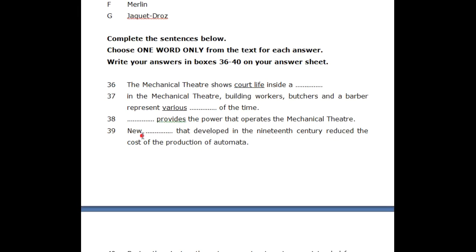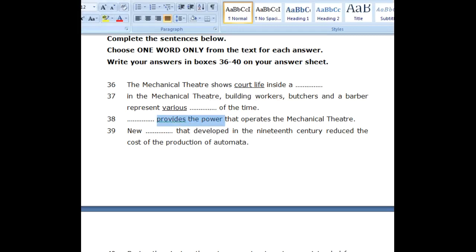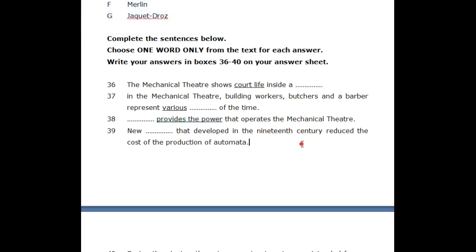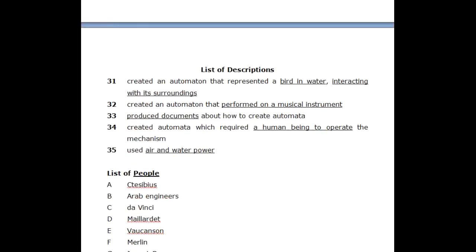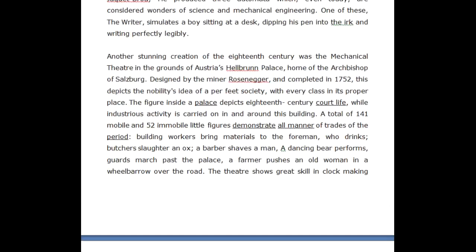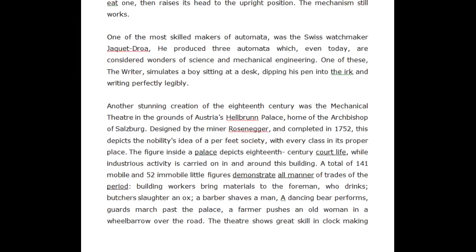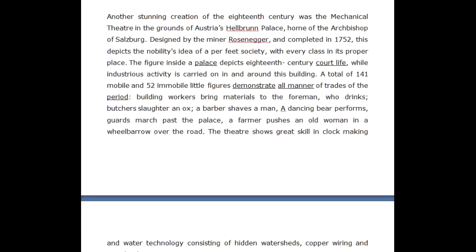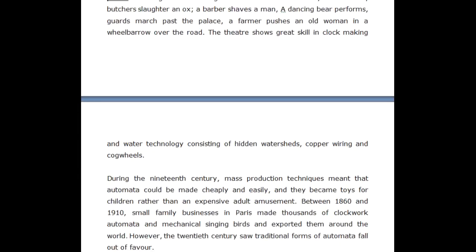The next keyword is: dash provides the power that operates the mechanical theatre. So what's the keyword? I don't know. Perhaps what provides the power, which is the means required to operate all these things. So they are asking perhaps the source of the power. Now we can even predict the answer, like thermal power, water power, hydropower, or solar power. So let's see what we are going to find.